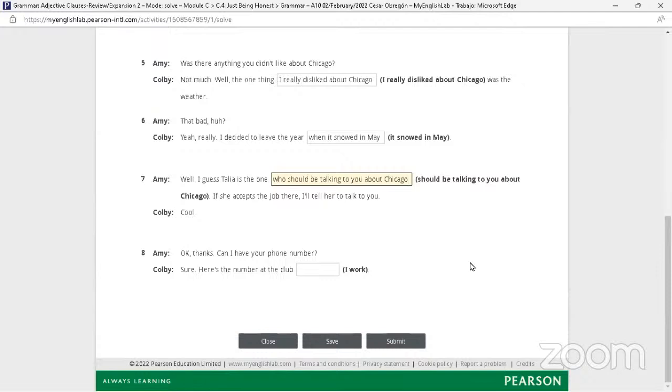Thanks. Can I have your phone number? Sure. Here's the number at the club where I work. Okay. So you work? Well, you're not talking about a specific time, okay? But you're talking about a place, okay? You're talking about work, a place, okay? So are you ready? Yes.